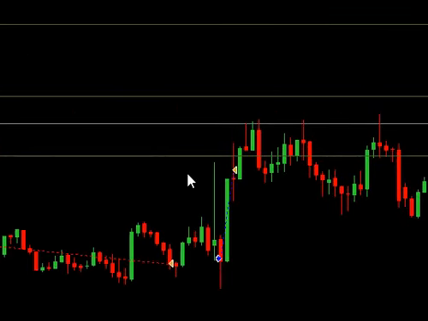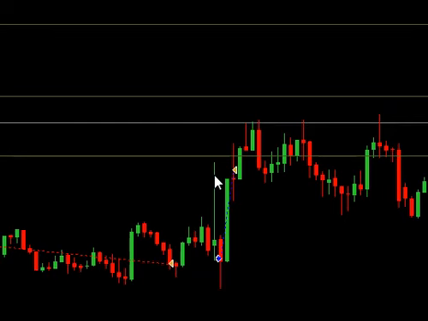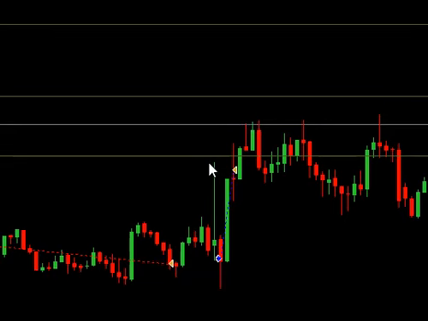So you can see the details of non-farm here. What you want to see is you'd like to see price go to the area and then come back from it, and so that's a test of the area.